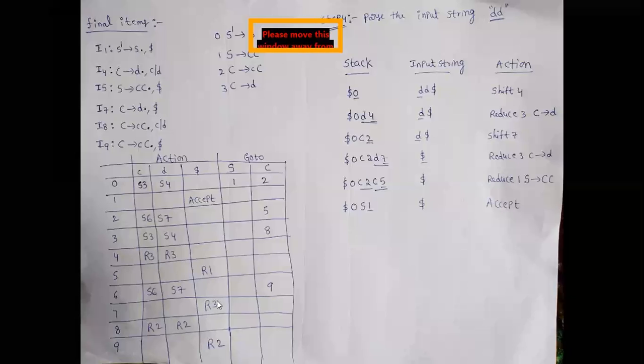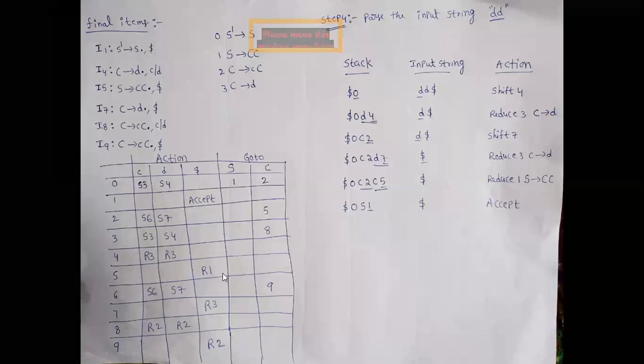We are performing reduce 3. So reduce 3 means C is production with capital D. So in the right hand side we have only one symbol. Then we have to pop topmost 2 elements. So D and 7 we are popping. Then the stack becomes $0C2. Then left hand side we have a non-terminal capital C. So here we are having 2. So in the second row, what is capital C? 5. Then we are adding C5 onto the stack. So $0C2C5. We are considering C5.